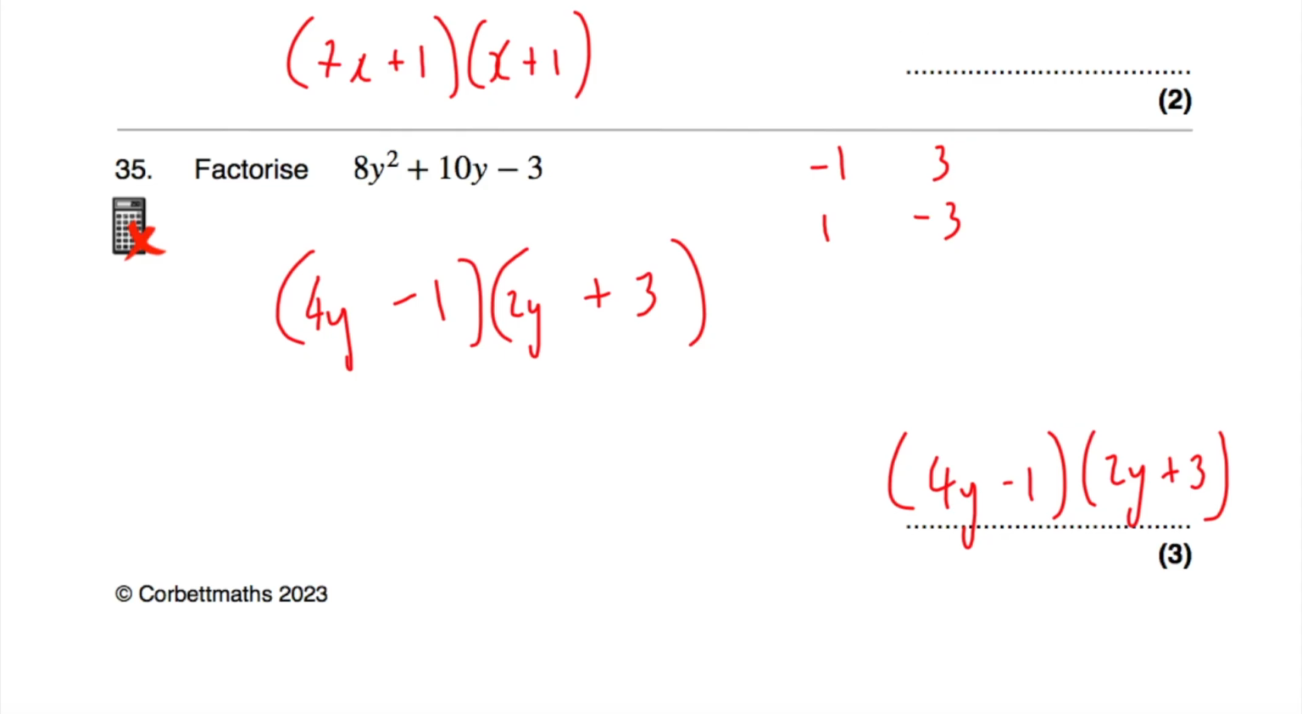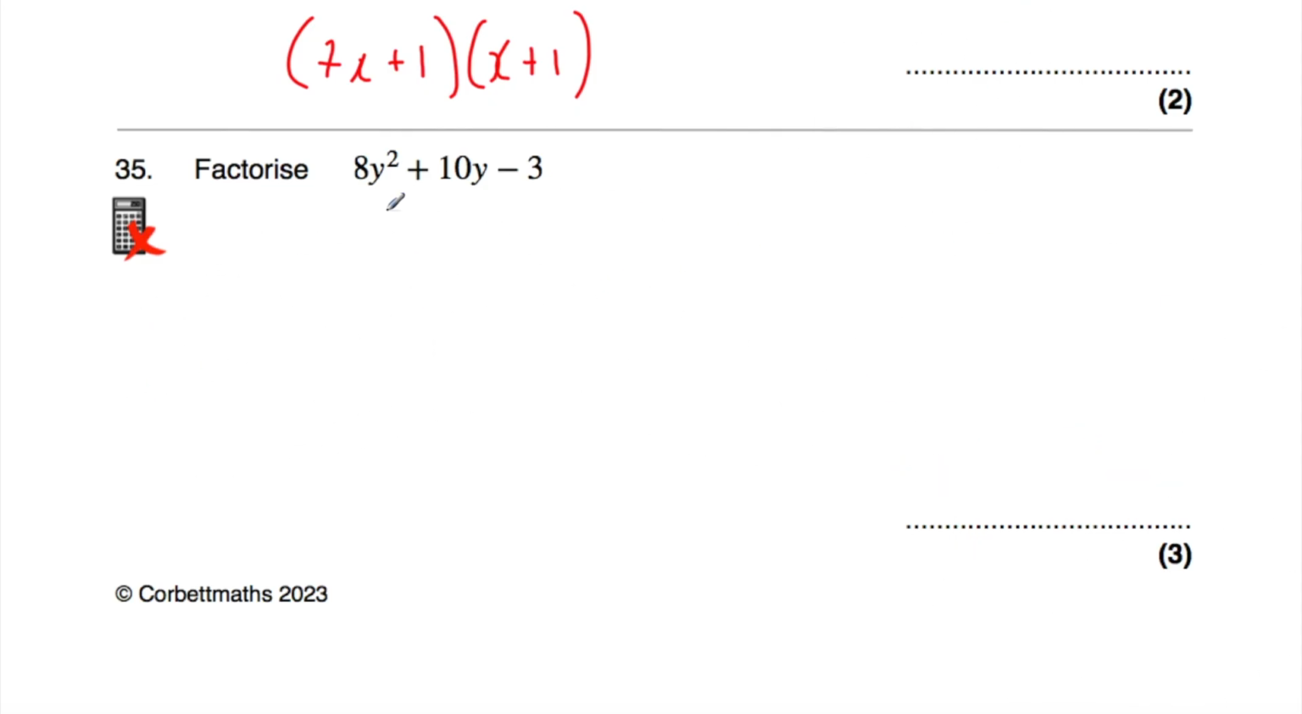Okay, now let's have a look at that question using the split in the middle technique. So that was inspection. If I was to factorize this using the split in the middle technique, I would take our a and our c and multiply them together. So 8 times minus 3 is equal to minus 24. So we're looking for two numbers that times together to be minus 24, and when we add them together, we're going to get 10. So I'm thinking that's going to be 12 and minus 2, because 12 times minus 2 is minus 24, and minus 2 plus 12 is equal to 10.